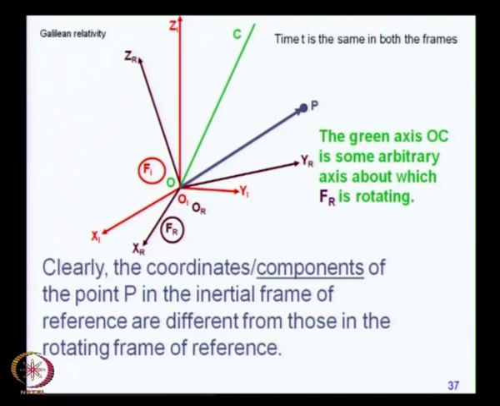The components of any vector. So, if OP is the position vector of a certain point P, does this vector seem to be different to the two observers?